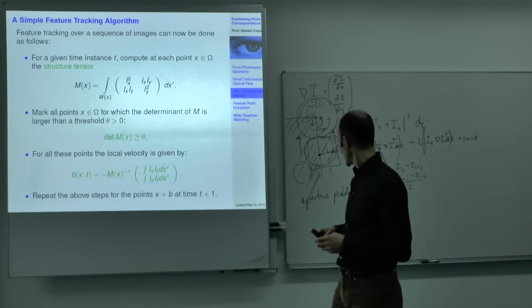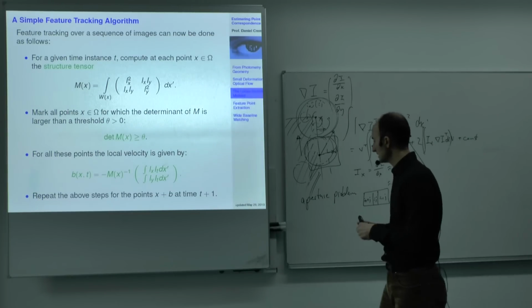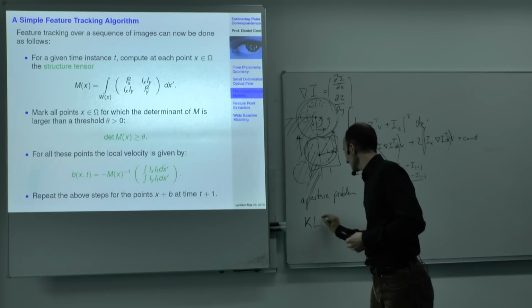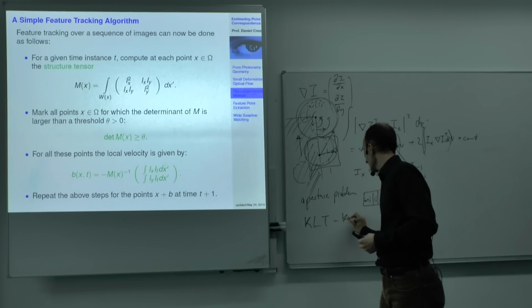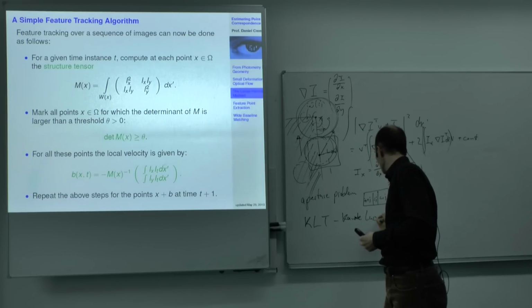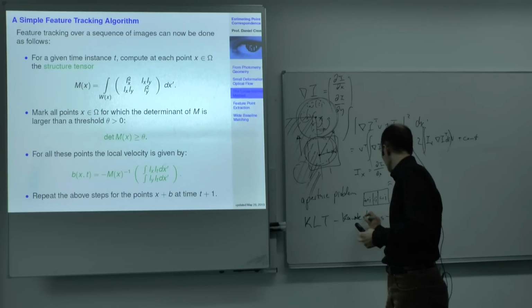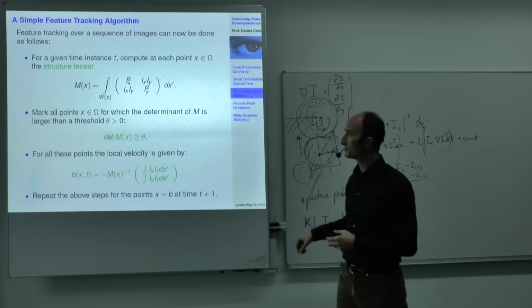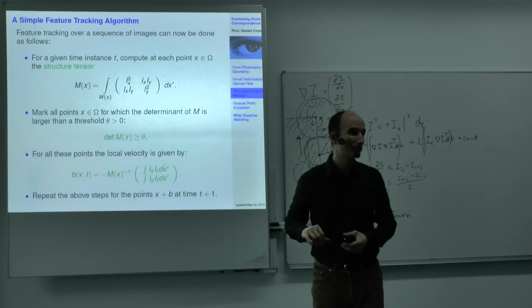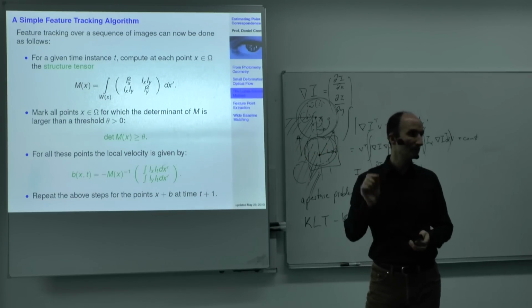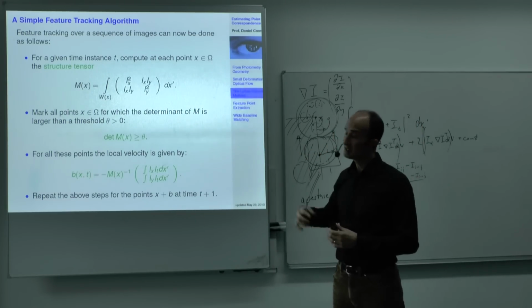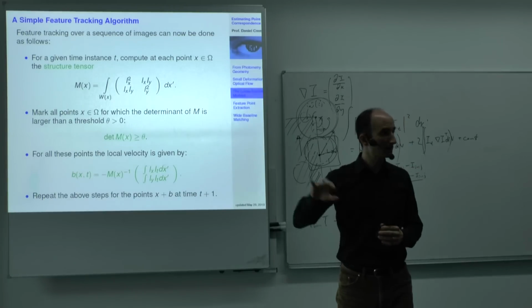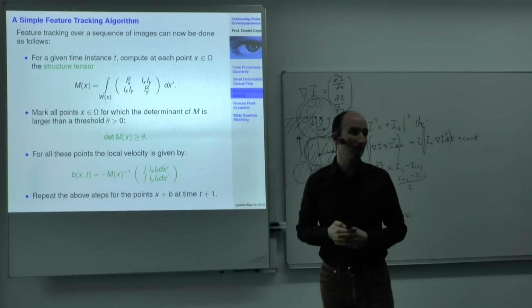So this approach is sometimes called the KLT Tracker. KLT stands for Kanade, Lucas, and Tomasi. Kanade and Lucas did the optical flow, and then together with Carlo Tomasi they extended that to this tracking. And the teapot that I showed in the beginning is an example of such a KLT tracking.